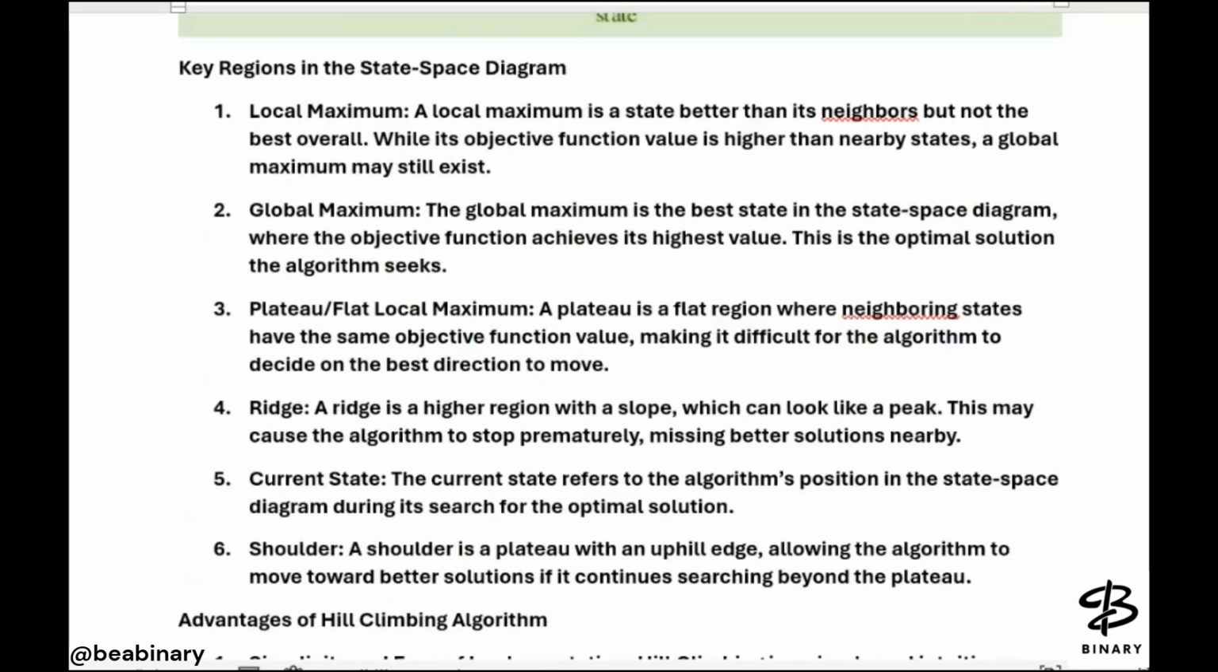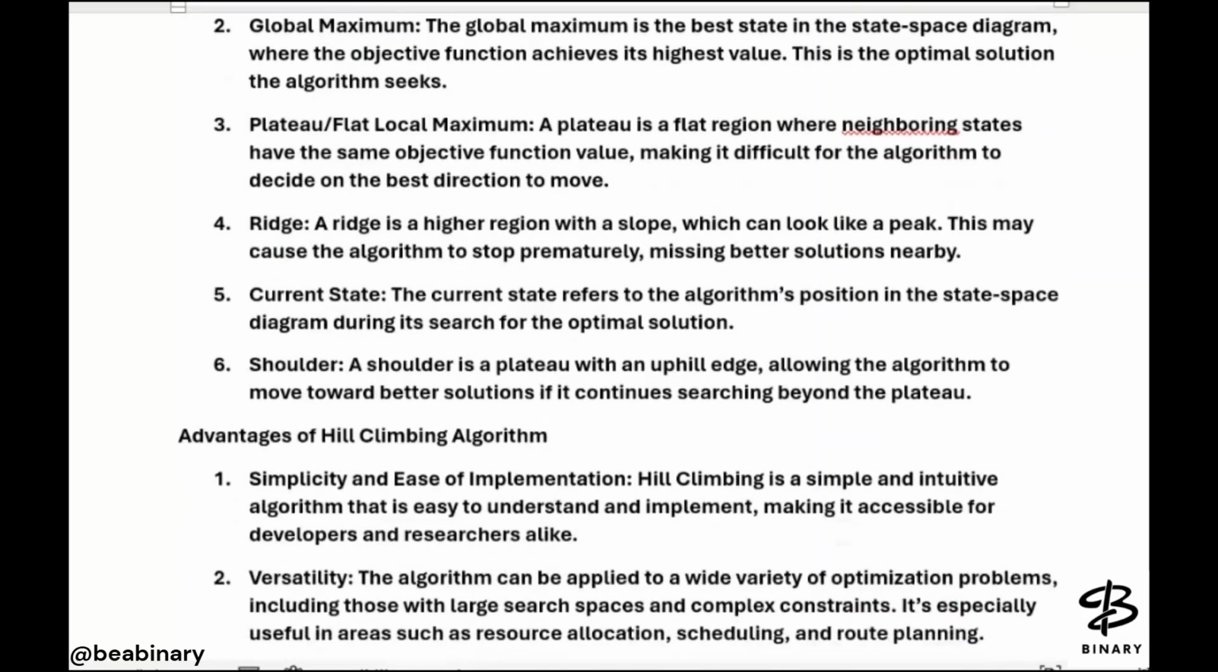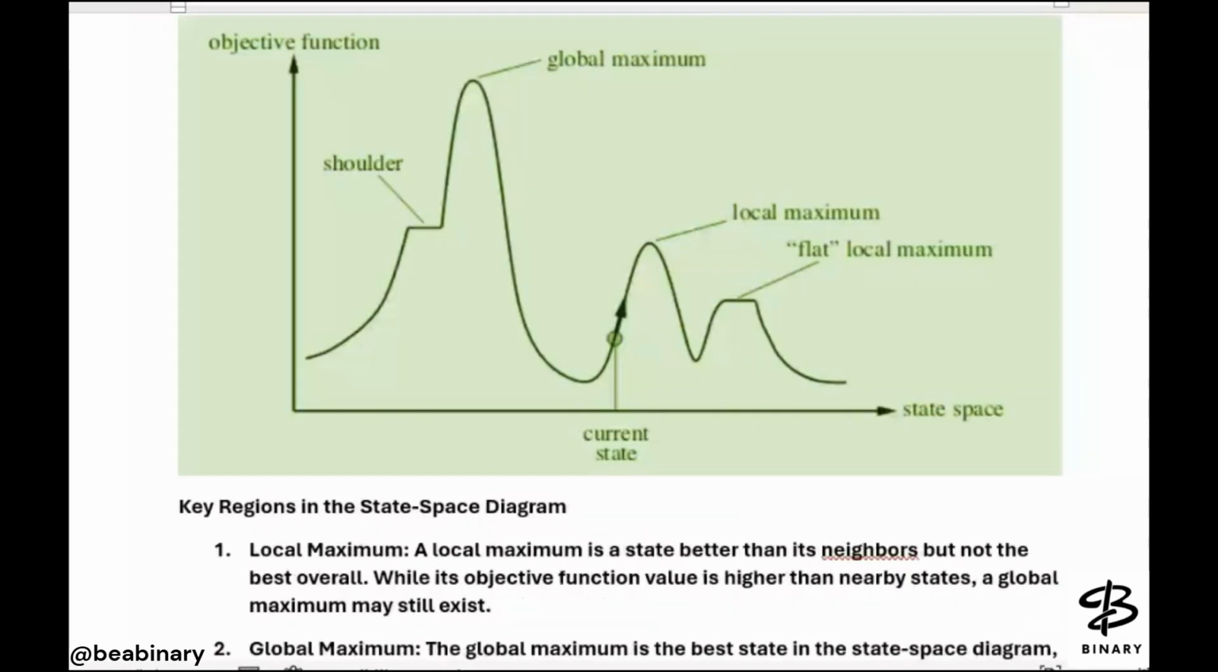Then the current state is the initial state, which refers to the algorithm's position in the state space diagram during its search for the optimal solution. And then the shoulder is a plateau with an uphill edge, allowing the algorithm to move towards a better solution if it continues searching beyond the plateau. So this diagram is important when we are talking about the relation between the objective function and the state space in hill climbing, right?